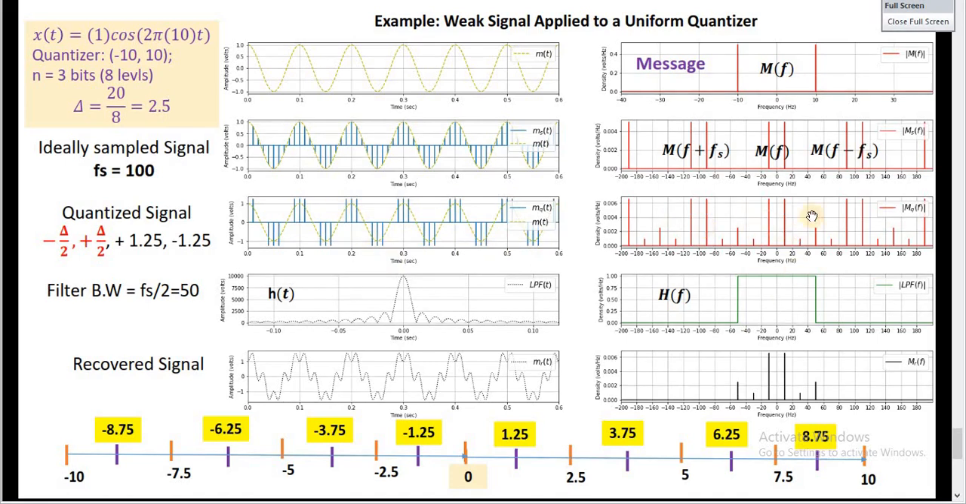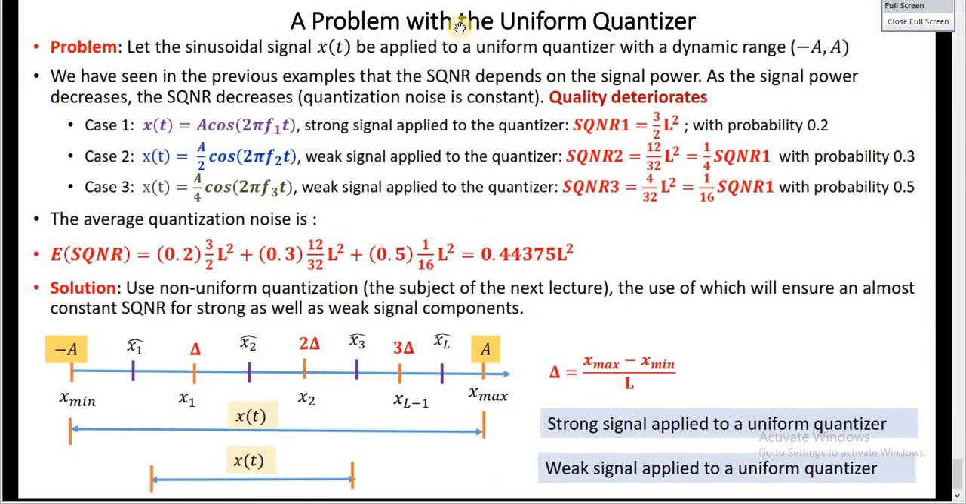Let us pass this signal again through a low pass filter, and this is the output. We can see that this signal actually differs from this signal. The degree of similarity between this signal and the recovered or reconstructed signal is very, very low, meaning that we have incurred so much distortion in this quantization process. Now, this is a motivation for the next lecture.